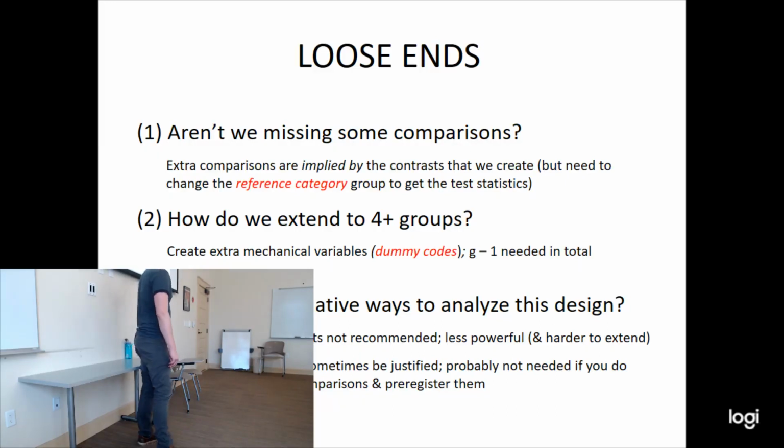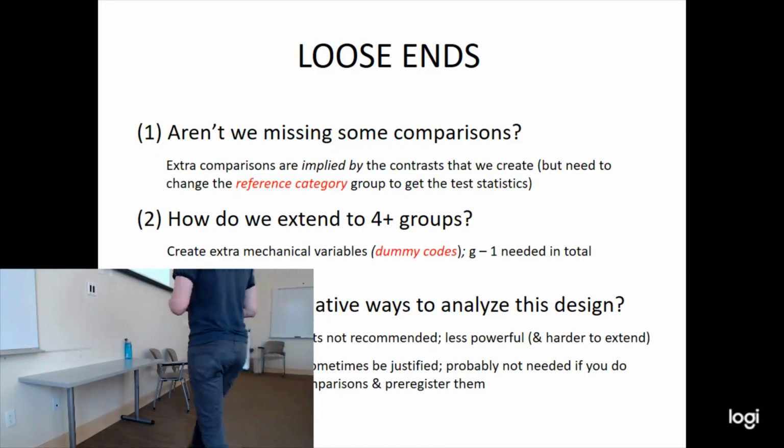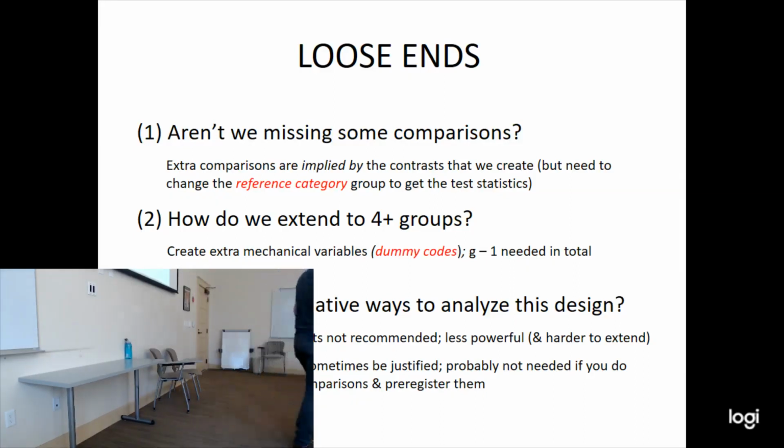The upshot, the takeaway, is that if you have a small number of groups, say 3, and you can make a strong case that one of those groups is the main comparison group, and you don't care about those extra comparisons that are implied by your dummy codes, and preferably you pre-register all of them, you might not need to do the omnibus test.